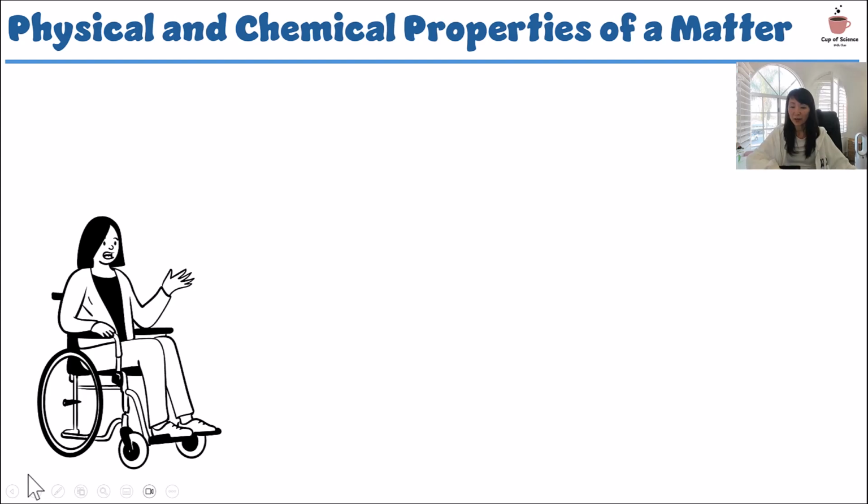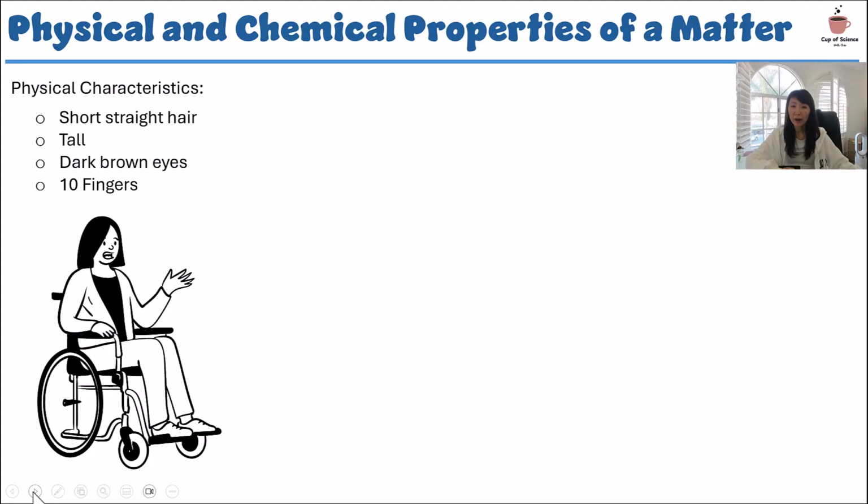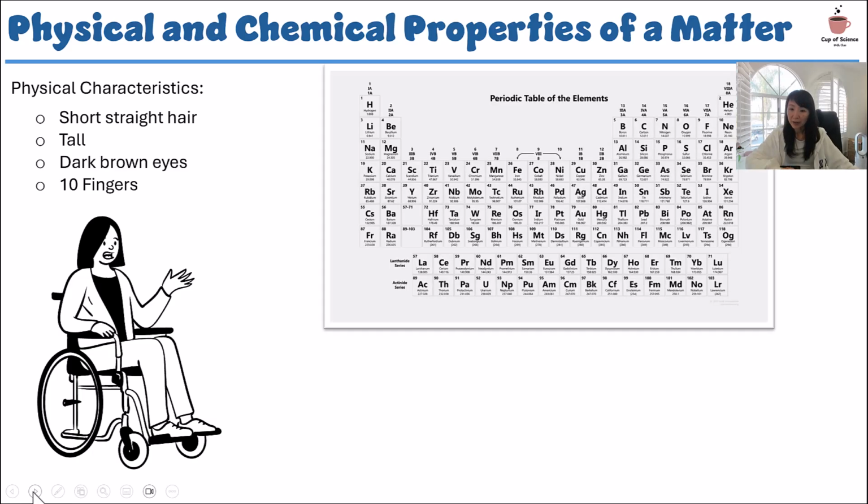Say this is your friend over here, and you want to describe her physical characteristics, meaning her outward appearance. What might you say? You might say, well, she's got short hair, she's tall, she's got dark brown eyes, 10 fingers, perhaps. These are all physical characteristics of this particular person.